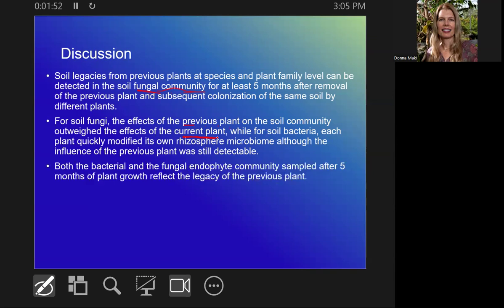Then with the bacteria, they did both with the endophyte community. Again, the previous plant seemed to, so that soil legacy from the previous plants that were in those soils for that year definitely was influencing the endophyte community of the current plant that was in there.